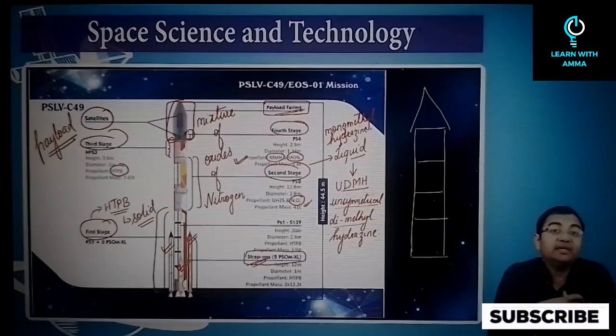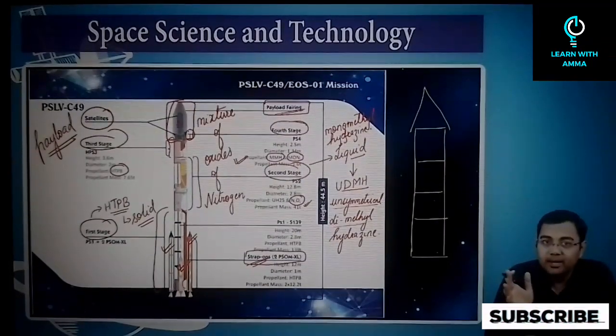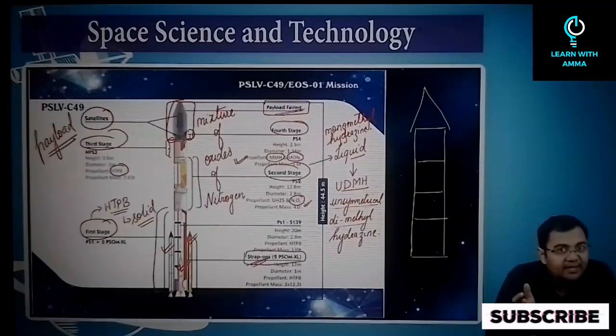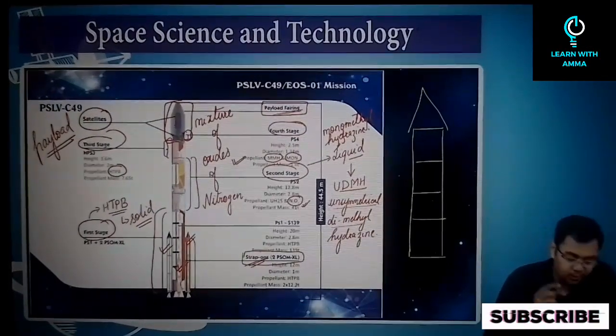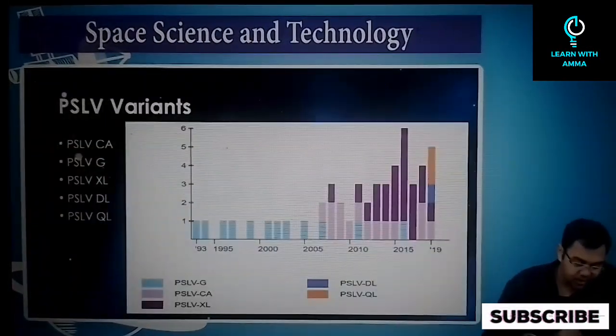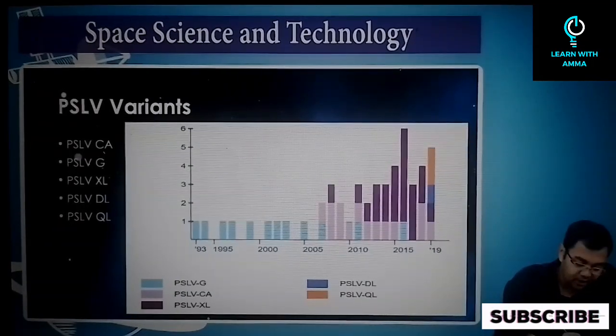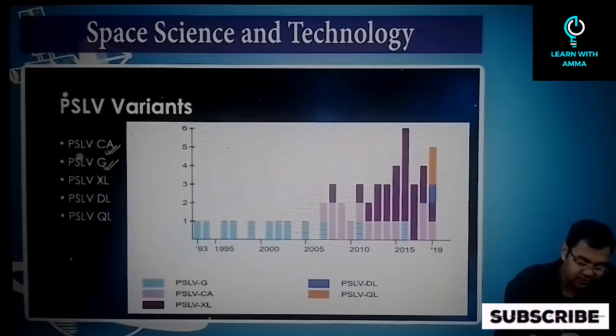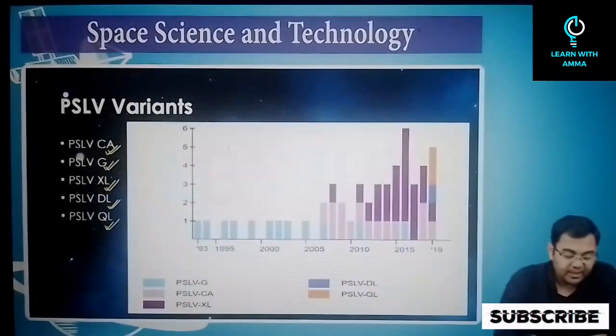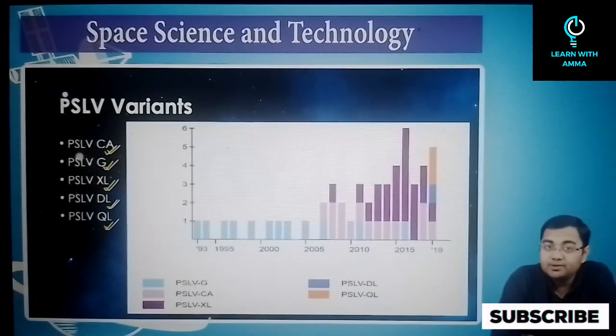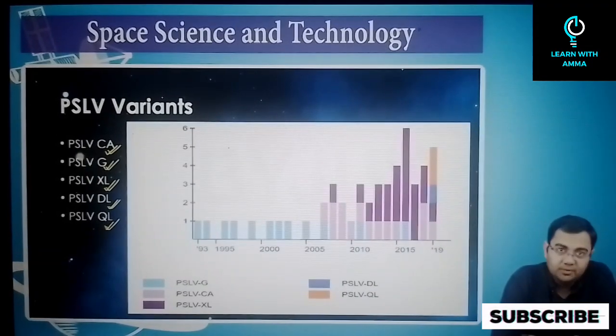Now there are many variants of PSLV. You will come across many variants that have been used from time to time. And if you look at all the data with respect to all these payloads, you will come across different kinds of PSLV. You have PSLV CA, you have PSLV G, you have PSLV XL, DL and QL. These are the 5 different kinds of launch vehicles that PSLV has.